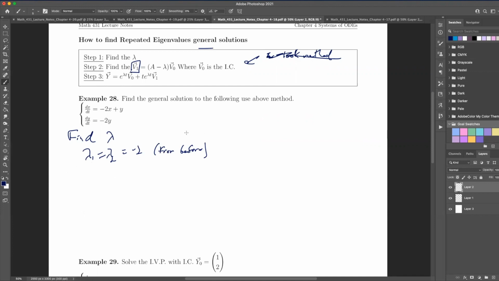All right, and so we find the eigenvalue, so that's step 1. Step 2 is we're going to find this V1. We're not finding the eigenvector. We're finding something that we're just calling V1, okay? It's kind of like an eigenvector, but it's not. It's something different. Let's just leave it that way. And so how do I find this? Well, I find this just by hand. I want my cheat sheet in front of me.